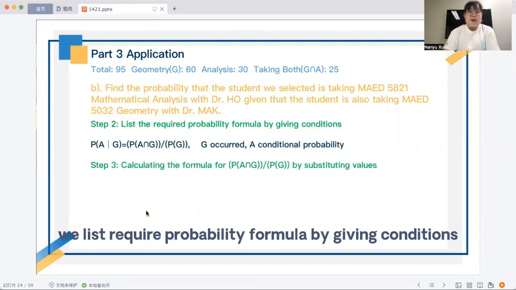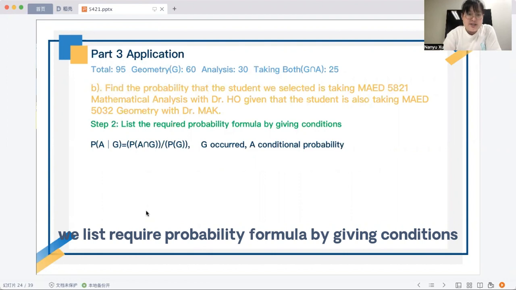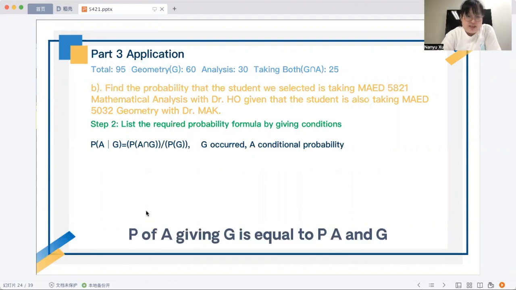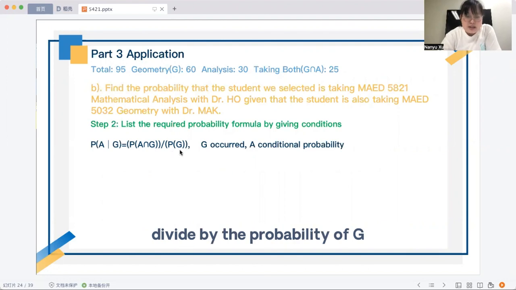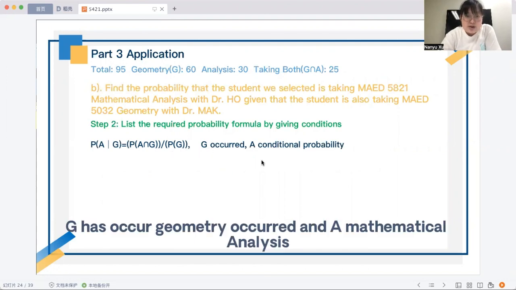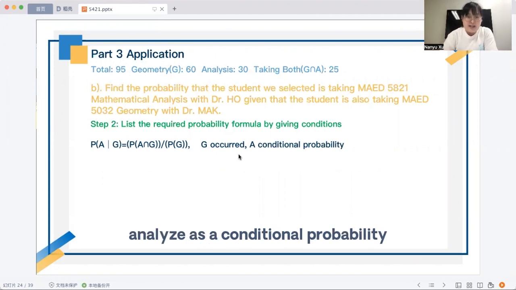We list the required probability formula by given conditions. P of A given G is equal to P of A and G divided by the probability of G. G has occurred, geometry occurred, and A, mathematical analysis, is the conditional probability.